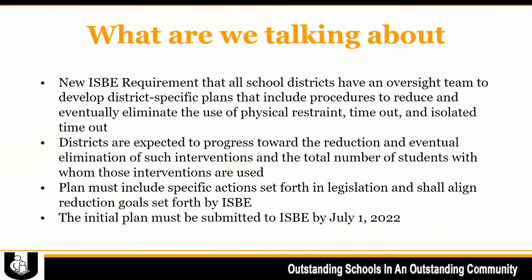I just want to reiterate, this is not a corrective action plan because Urbana has been identified as doing anything wrong, but this is part of a broader state effort to reduce and eventually eliminate the use of restraint and timeout as an intervention. So, as you see up here, one of the requirements is that all school districts have an oversight team to develop plans to reduce and, as I said, eliminate the use of these. Districts are expected to make progress towards a reduction and eventual elimination, as well as in the total number of students with whom these interventions are used.